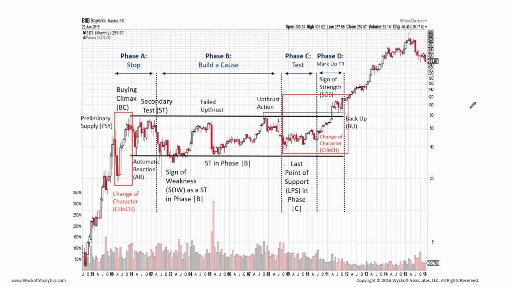And so the absence of supply means that the stock has been accumulated and put away by large interests that have no intention of selling the stock until it's at much higher prices. And that is the whole cornerstone of the Wyckoff methodology, the understanding of this principle.